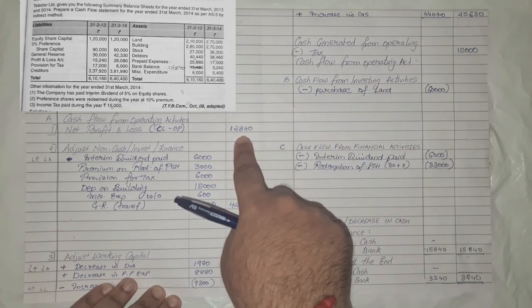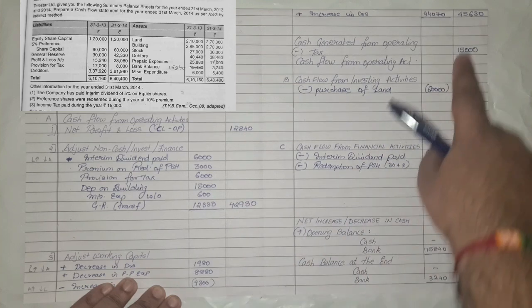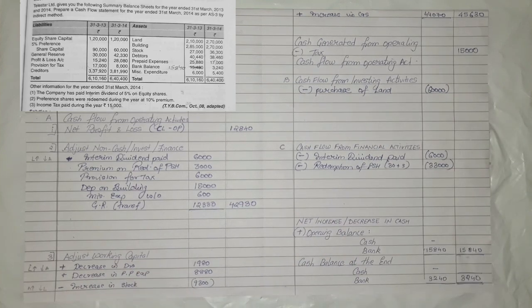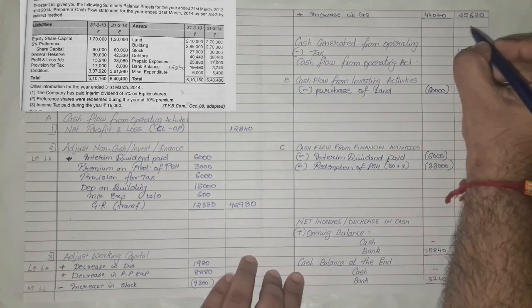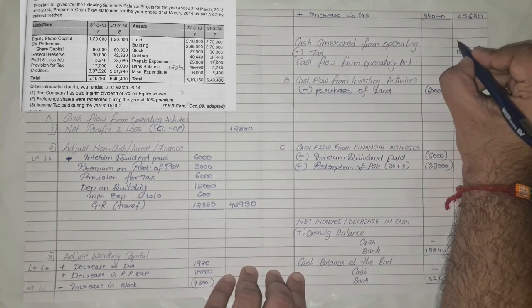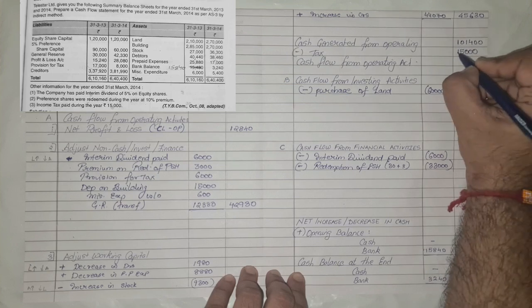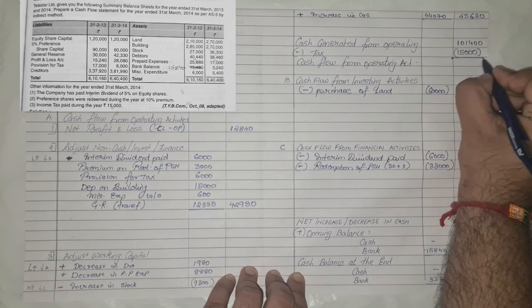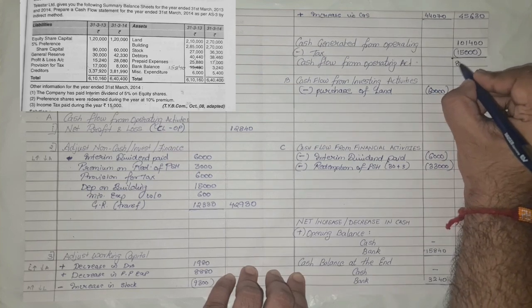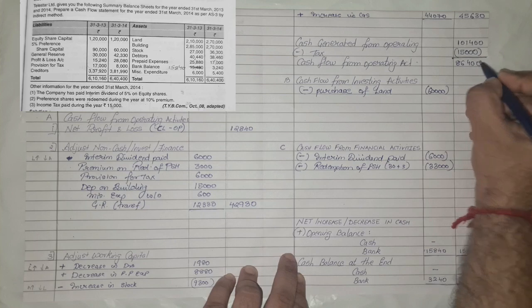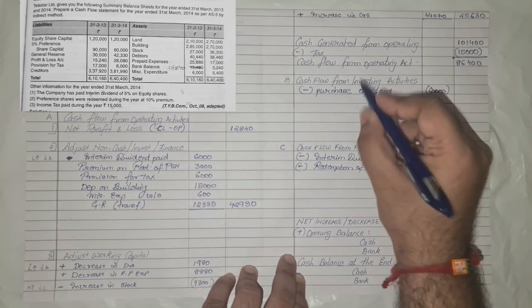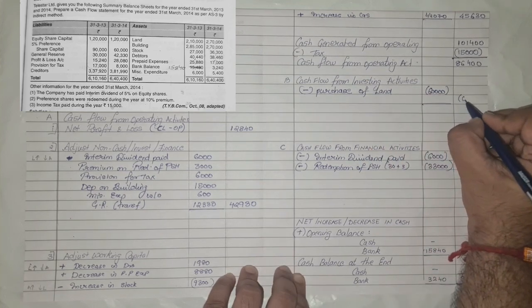Now we add cash from the net profit, from non-cash items, from working capital adjustment. So we add up 45,630 plus 42,930 plus 12,840. We get the value as 1,01,400. So that is cash generated from operations, 1,01,400. From that, less income tax, we subtract 15,000 and we get 86,400.